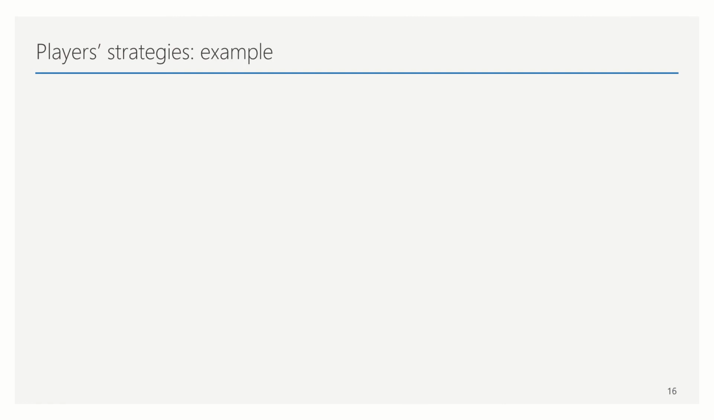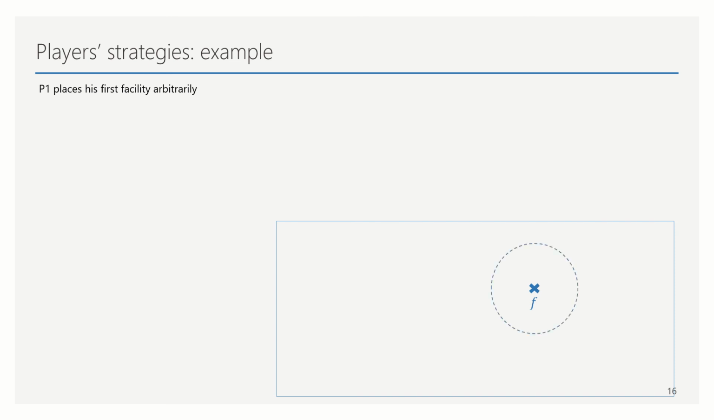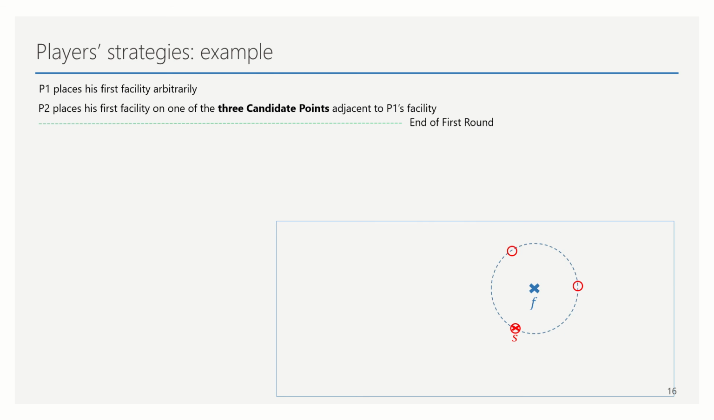Okay, here we have an example. Like the game in one dimension, P1 moves first and places his facility somewhere on the plane. P2, based on the nearest user to the facility, determines an adjacent circle and 3 candidate points on it. Then he selects one of them arbitrarily and moves for his first facility. Here is the end of the first round.